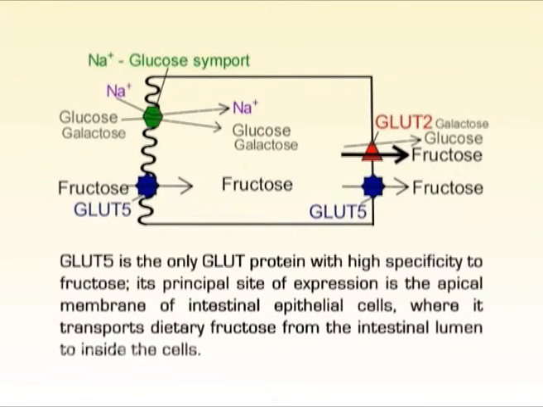GLUT5 is the only GLUT protein with high specificity to fructose. Its principal site of expression is the apical membrane of the intestinal epithelial cells, where it transports dietary fructose from the intestinal lumen to inside the cells.